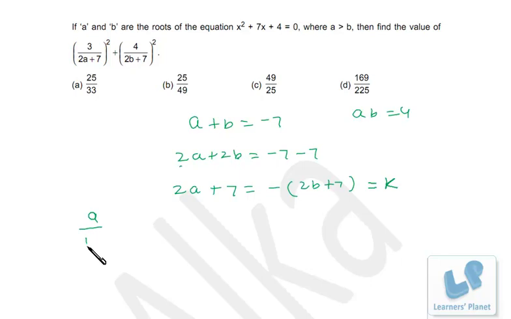So that's 9 by k square, plus 4 by (2b plus 7). 2b plus 7 is what? Minus k. So it's 4 upon (minus k) whole square. That means 16 by k square. That means this is 25 by k square.